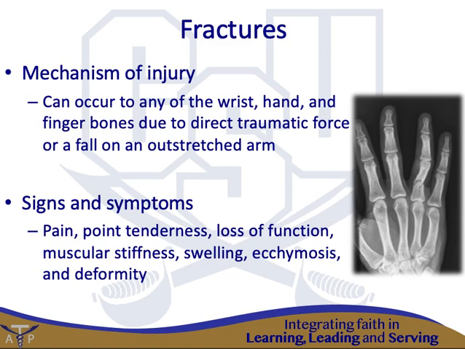When we look at mechanisms or causes of injury, typically these body parts are injured by a direct traumatic force. Specifically, a Colles fracture typically occurs when an athlete falls on an outstretched arm. A boxer's fracture can occur when an athlete strikes a hard, immovable surface with a closed fist. A Bennett's fracture occurs when an object strikes or an athlete falls on the tip of the thumb when in slight flexion. A scaphoid fracture, which is in the snuff box of the hand, can occur by falling on an outstretched arm.